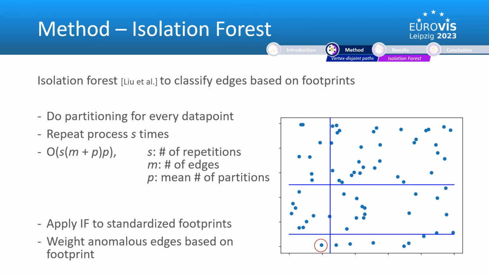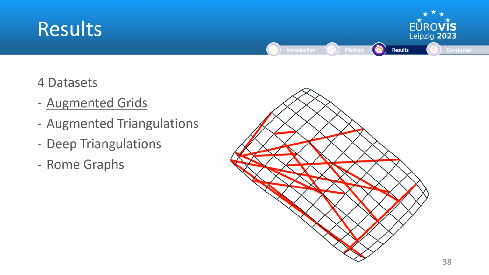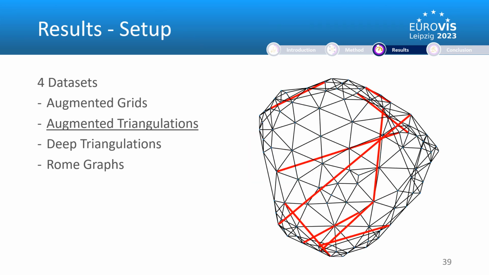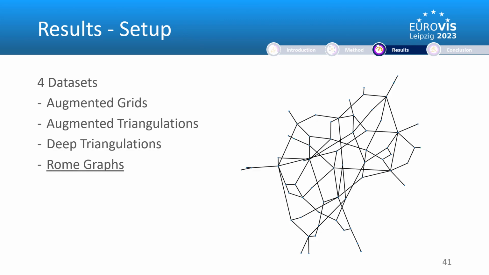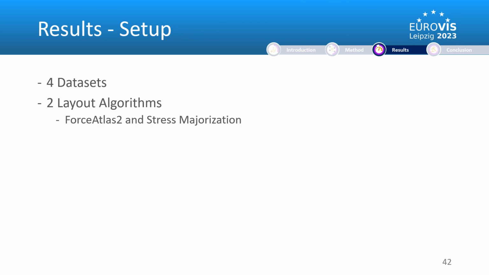based on their footprints. To test the effectiveness of our heuristic, we apply it to 4 datasets: augmented grids, augmented triangulations, deep triangulations where we simply have a fraction of the nodes inside a triangle, and Rome graphs. We use Force Atlas 2 and stress majorization to create layouts. As with these algorithms, we can easily adjust the weight of the edges.